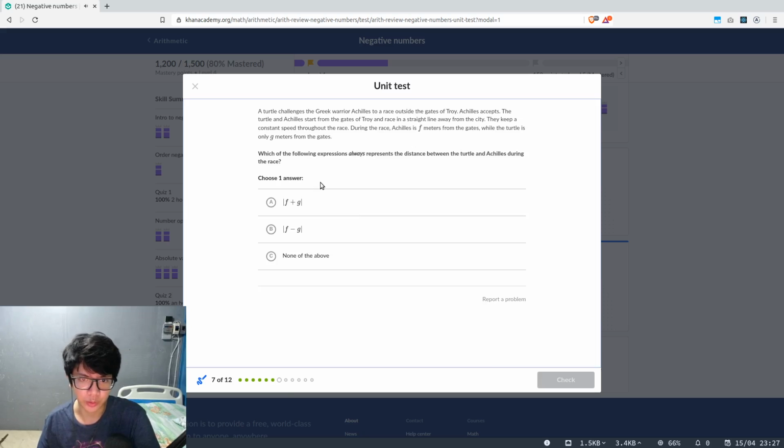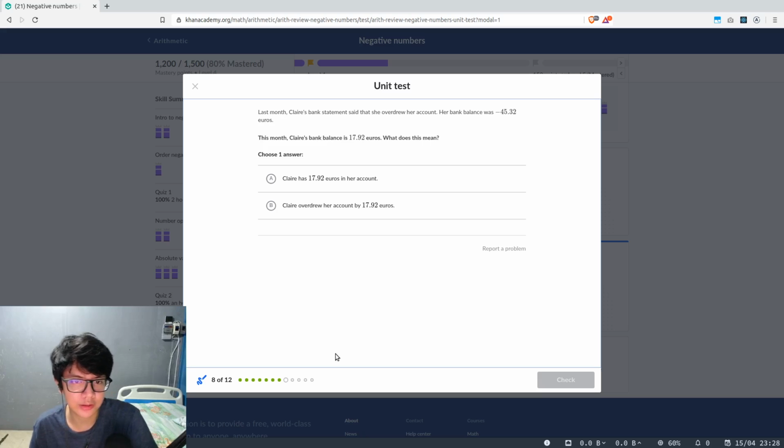A turtle challenges the Greek warrior, Achilles, to a race outside the gates of Troy. Achilles accepts. The turtle and Achilles start from the gates of Troy and race in a straight line away from the city. They keep a constant speed throughout the race. Wow, okay. Yeah, it's constant speed. I mean, it could still be different speeds, but constant. During the race, Achilles is F meters from the gates, while the turtle is only G meters from the gates. The following expression always represents this between the turtle and Achilles during the race. Oh, yeah, it's this one.